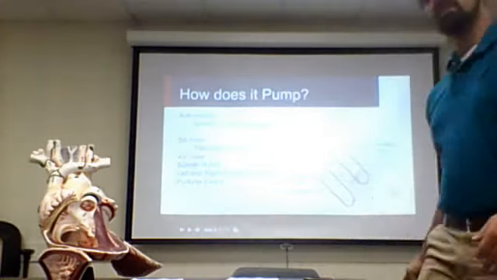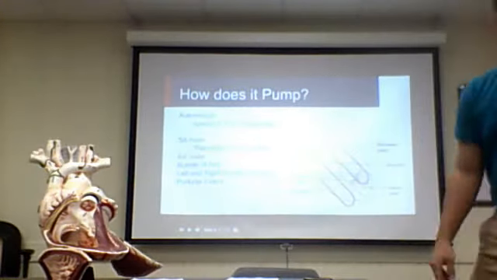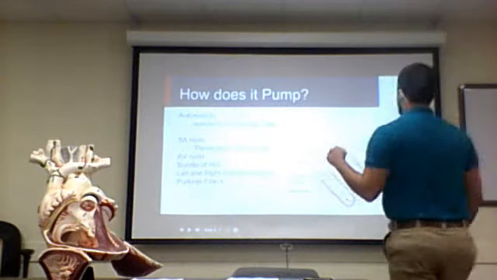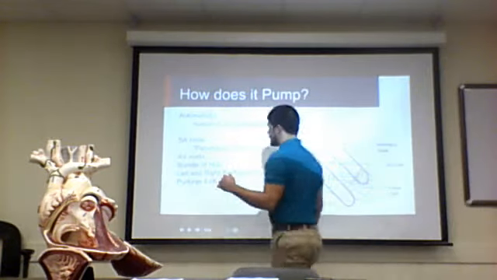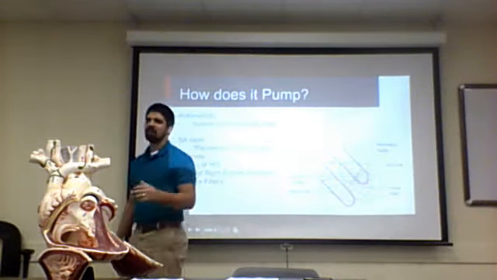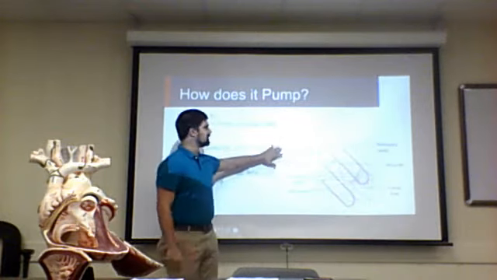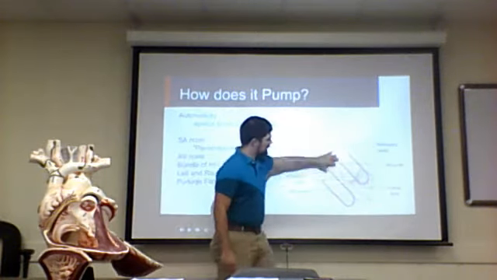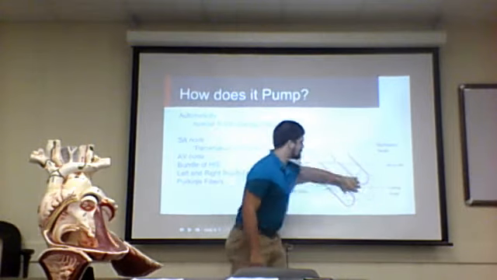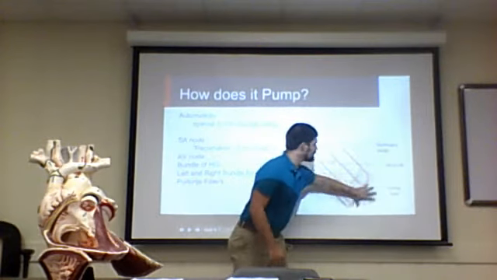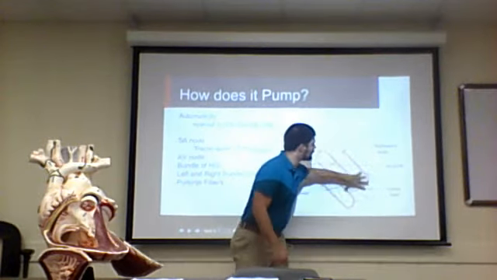So you're going to start at the SA node. It's going to go down to the AV node. You're going to have that pause. Then it's going to go through the bundle of His, the left and right bundle branches, and the Purkinje fibers. Now, what I like about this diagram up here is these red arrows that show the conduction, right? It's showing it going down and coming back up, going down and coming back up.